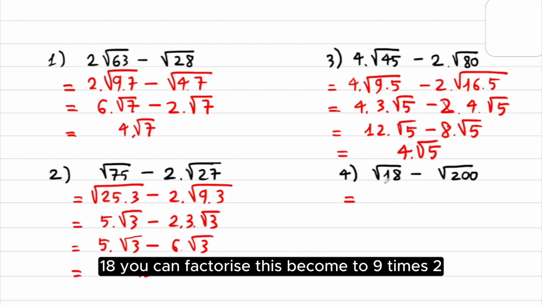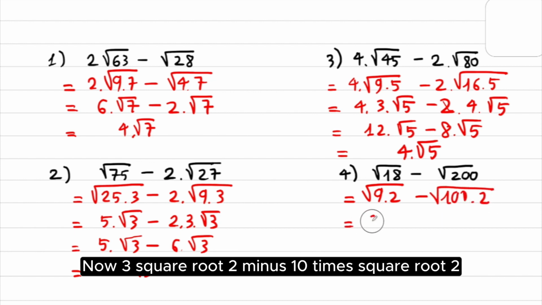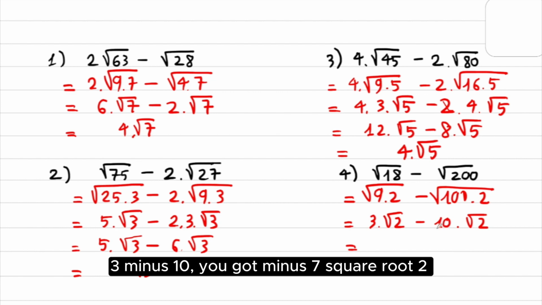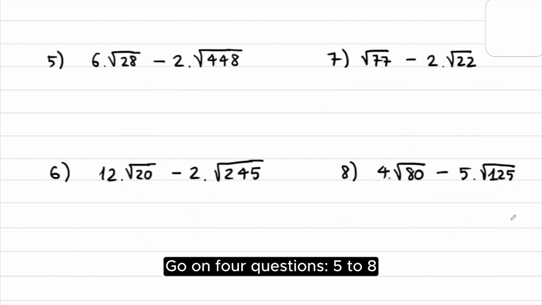Question 4, 18 you can factorize this into 9 times 2. Okay, so here is 100 times 2 square root here. Now 3 square root 2 minus 10 times square root 2. 3 minus 10 you got minus 7 square root 2. Minus 7 square root 2. Okay, that is question 4. Go on for questions 5 to 8.